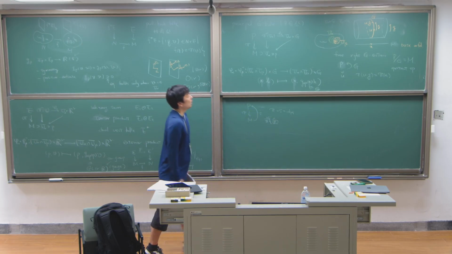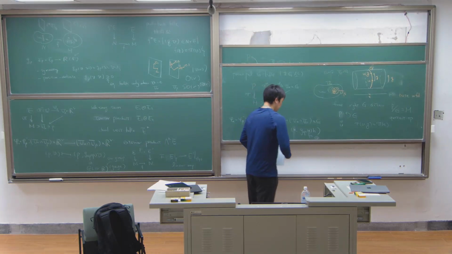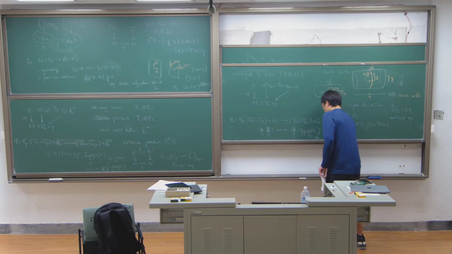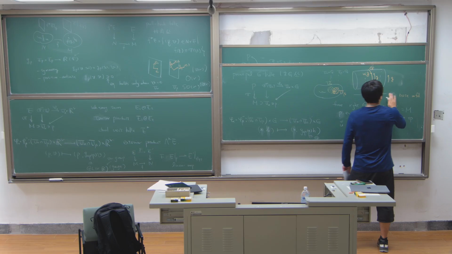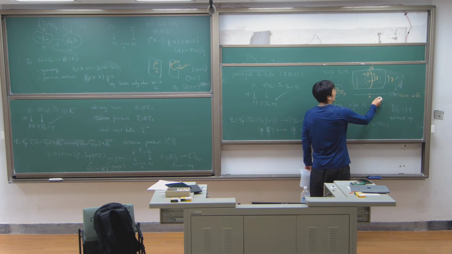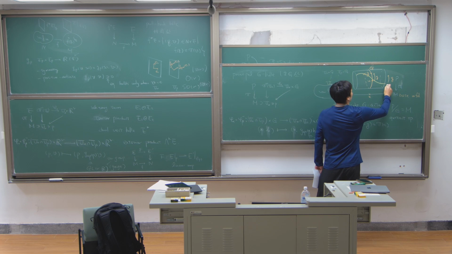A section is something like that. So M is mapped to P. Maybe I should write down that M is here and P is here, and there's a projection, and then the section is something like this, maybe s of M.